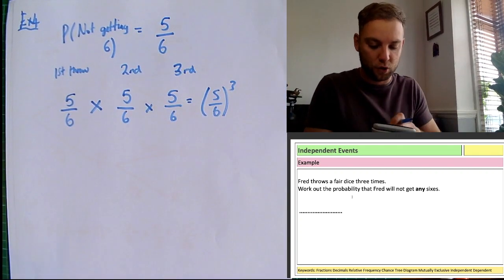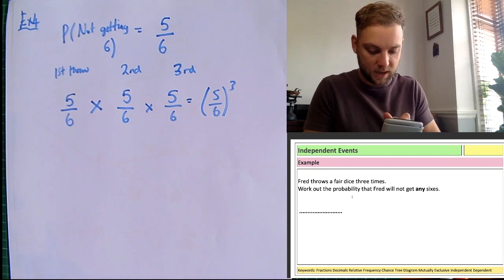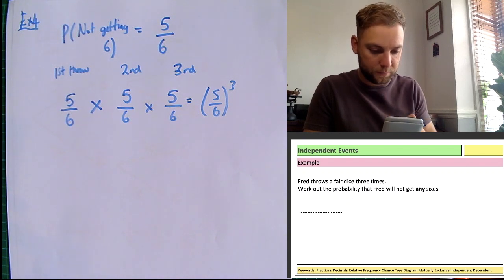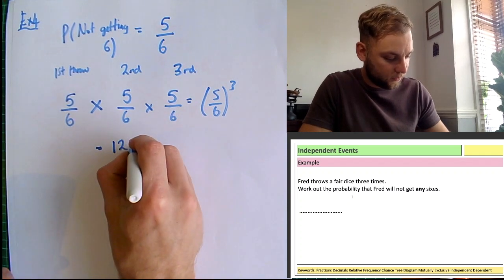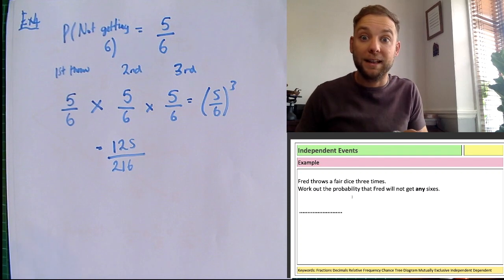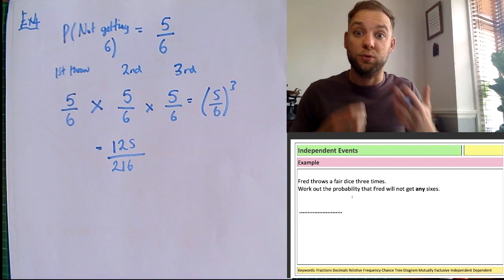But we don't need to worry too much about that. 5 over 6 times 5 over 6 times 5 over 6. I wish I'd done the cube now, probably would have been quicker. Is equal to 125 over 216. So that's the probability of him not getting any 6s on those 3 throws.